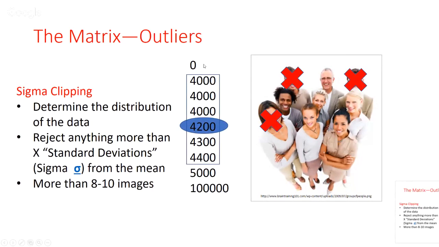So the first thing you have to do is determine the distribution of the data. And you get whatever that is. Then you reject anything more than a certain number of standard deviations, and that's called sigma, from the Greek sigma, from the mean. And this is good only if you've got more than 8 or 10 images, because you can't really figure out a good standard deviation until you do.